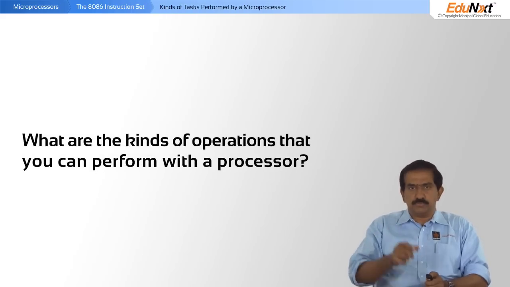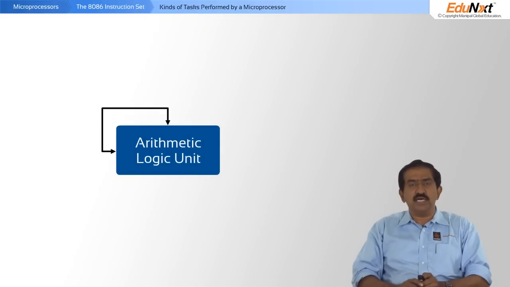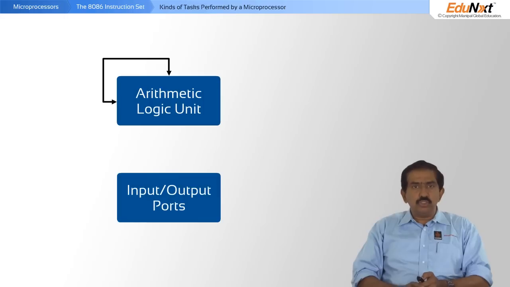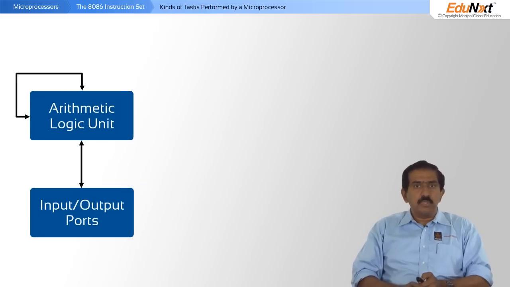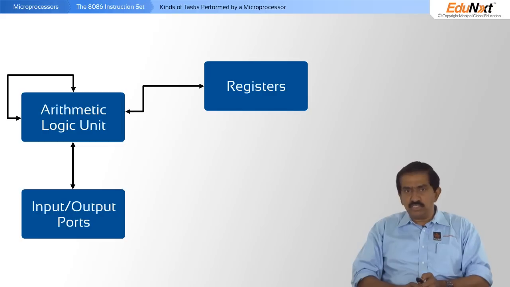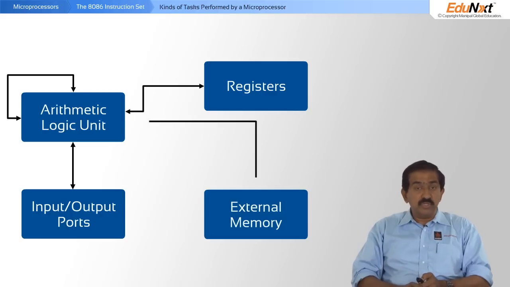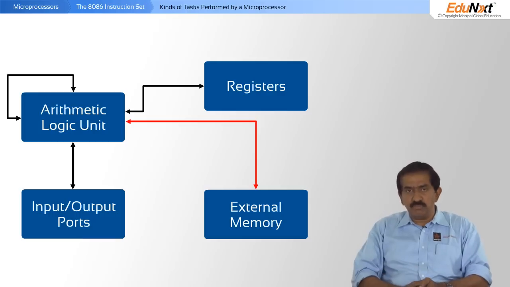Alright, so what are the kinds of operations that you can perform inside a processor or with the processor? So one is, of course, you can move data within the ALU itself, the arithmetic logic units. So you're going to read and write additions, etc. All of those happen within the ALU. That's something that you need to do. You can also move data between the ALU and the input-output ports. You can move it between the ALU and the various registers that you have. You can move it between the ALU and the external memory. So data can be in or out from the external memory.